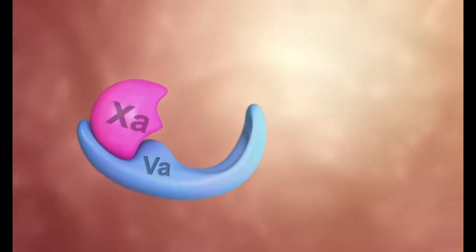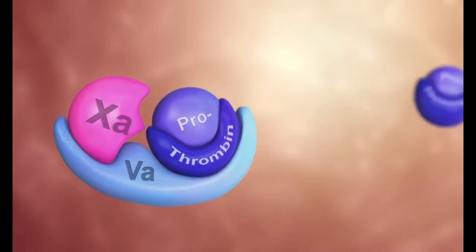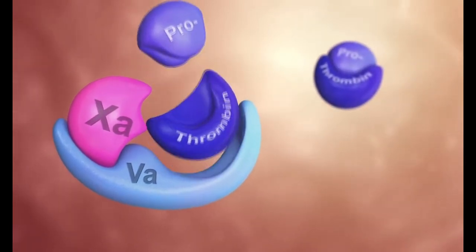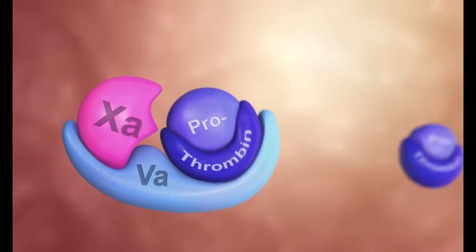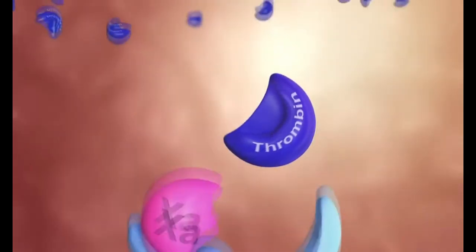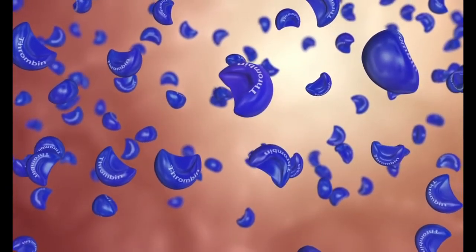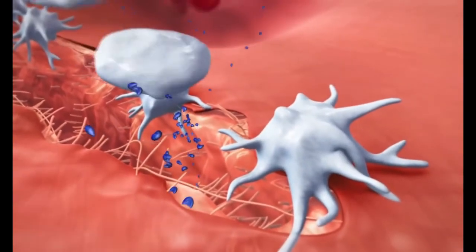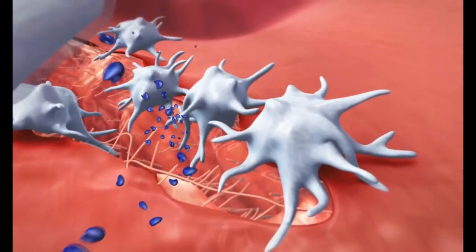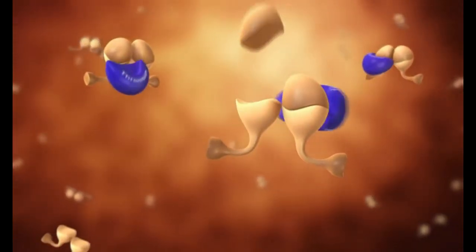cascade. Further down the cascade, factor 10A in combination with 5A activates thrombin and induces the so-called thrombin burst. One molecule of factor 10A can catalyze the formation of 1,000 molecules of thrombin. These large amounts of thrombin cause the further activation of platelets and the enhanced formation of fibrin.